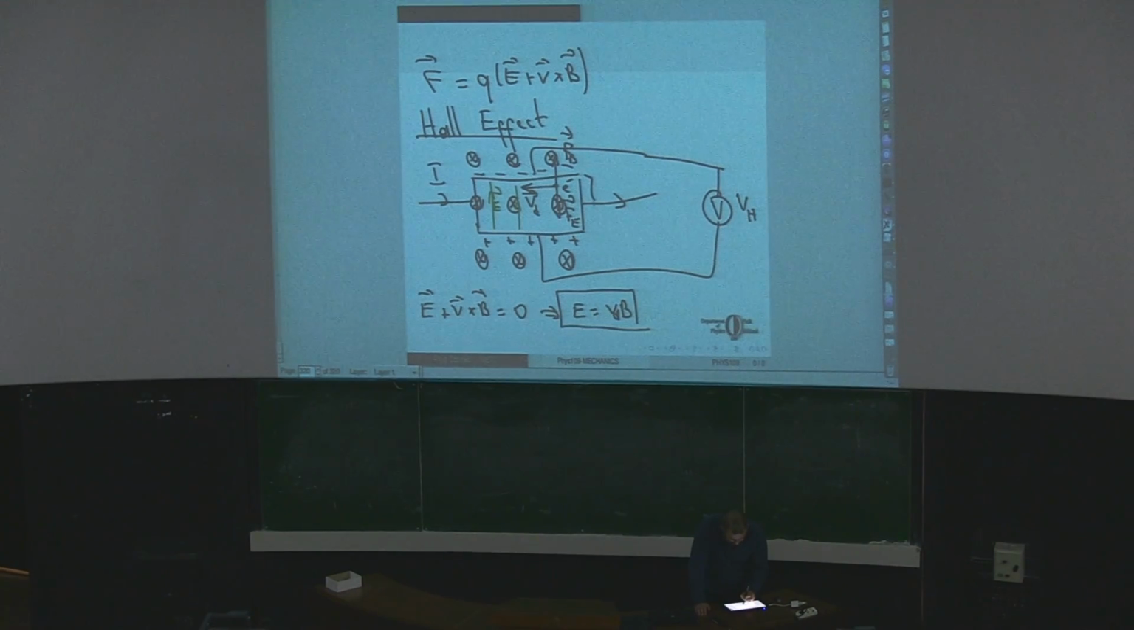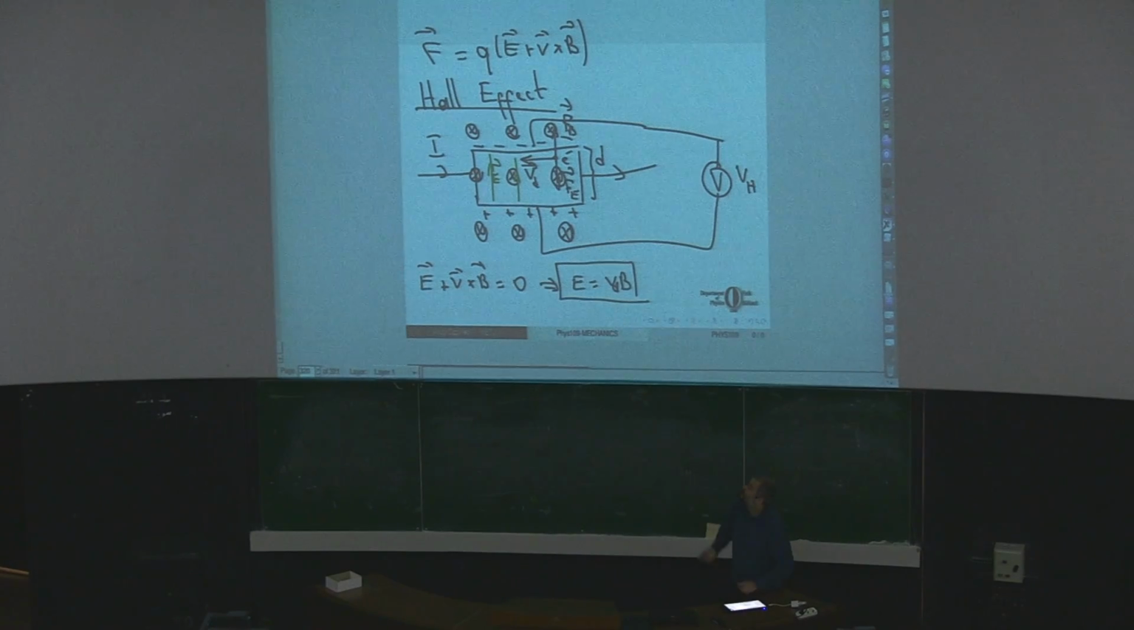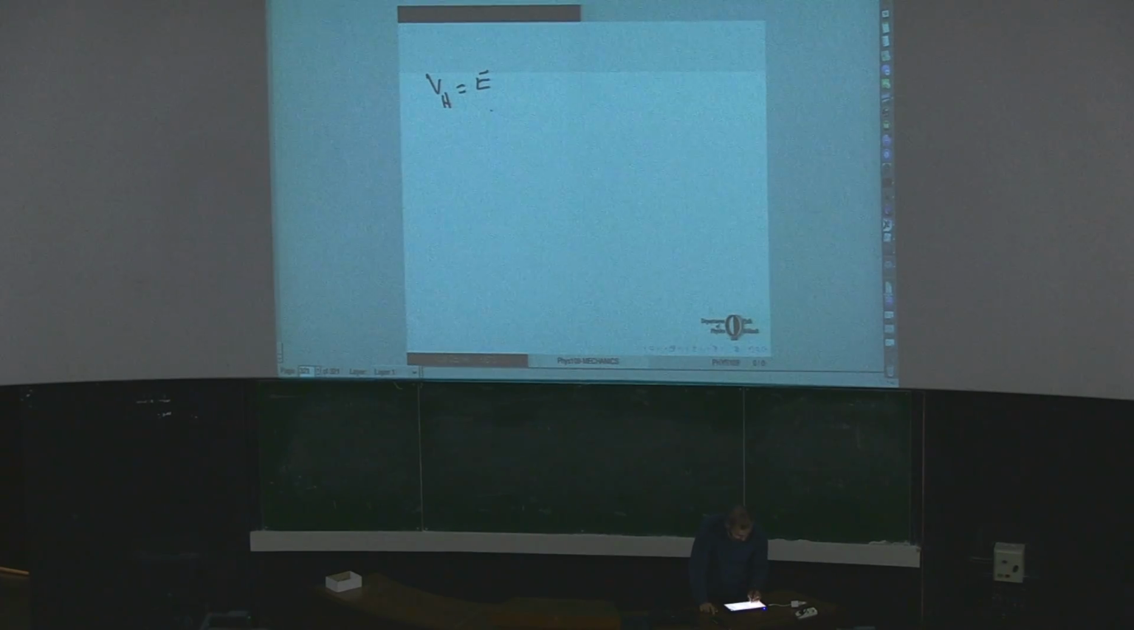Now, if you assume that the width is, let's say, just D, the potential difference, well, it's a region where the electric field is more or less uniform. It has this value everywhere. And so the potential difference is nothing but the electric field times D. This is a constant electric field, so it is ED, which is the drift velocity times the magnetic field times the width.